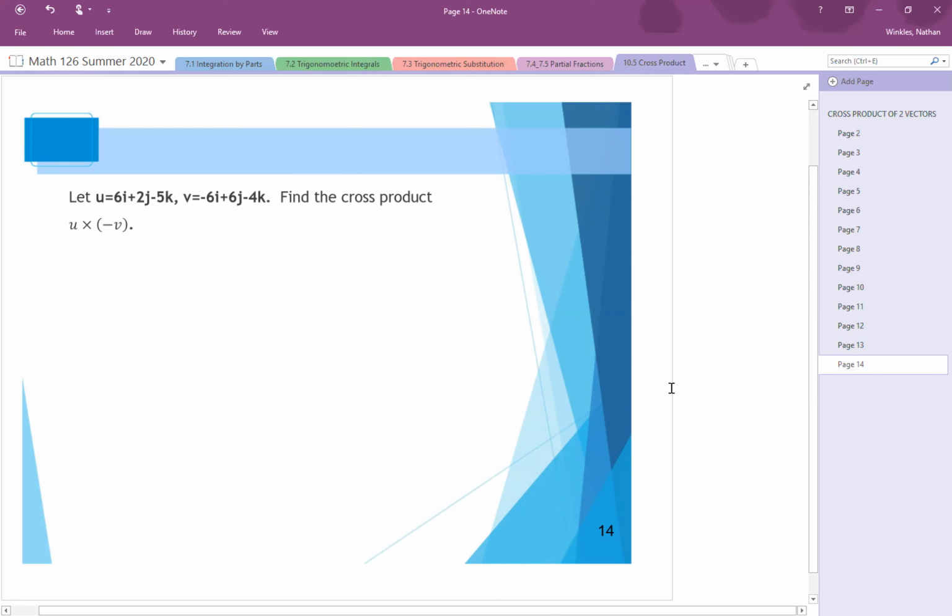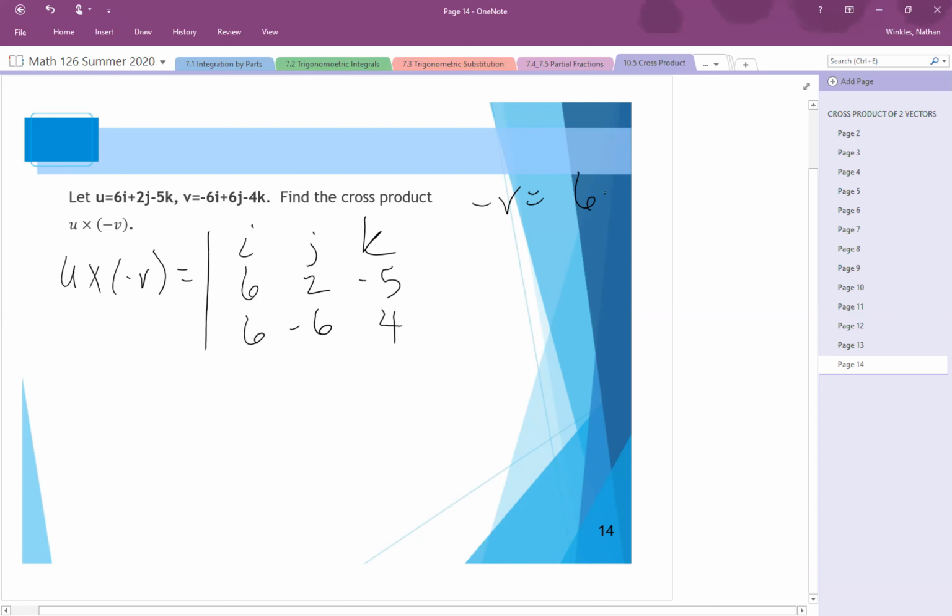So for our last example in this section, let u equal 6i plus 2j minus 5k, and v equals negative 6i plus 6j minus 4k. So when we go through and find our cross product here, the only difference is that it's u cross negative v. So this is going to be our I, our j, and our k. Our u stays the same, 6, 2, negative 5. Now we're going to have negative v, so that means we're going to have 6, negative 6, and 4, because negative v is 6i minus 6j plus 4k.